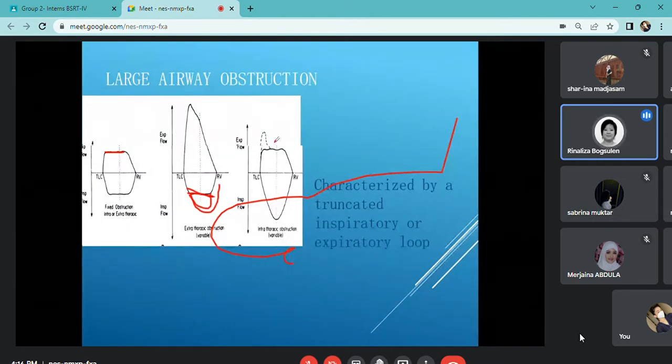Dito sa isa, ano ang nawala? Dito naman sa taas ang nawala. So your expiratory portion is the one that is truncated. Walang problema dito sa inspiratory phase mo. So if you see that the one that is truncated is actually your expiratory, then that is variable intrathoracic obstruction.